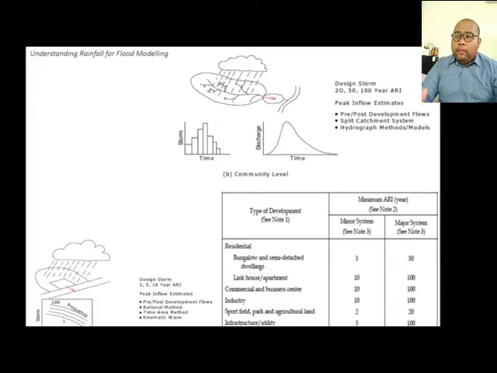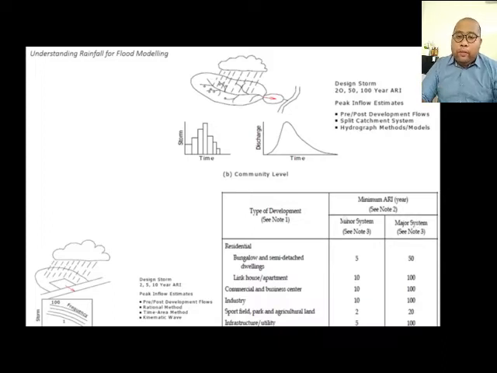Okay, in MASMA 2 in chapter 1, I think the chapter we name as design criteria. So there is a table in chapter 1 in MASMA 2. So here they have classified the development based on the residential, and then you have bungalow, you have link house, up to the institution and building complex. So you can see there is a minor system, and then you have a major system.